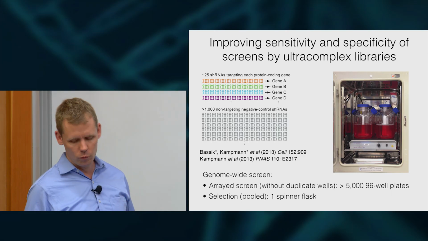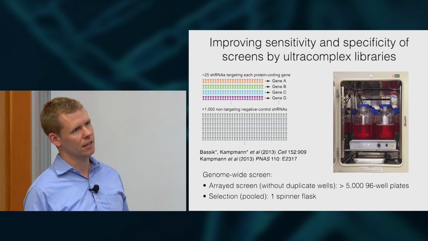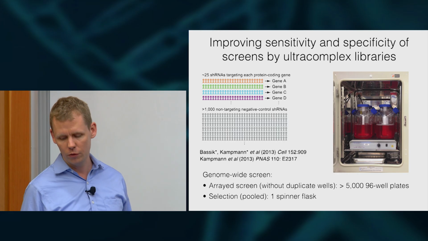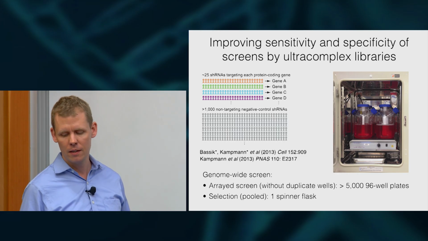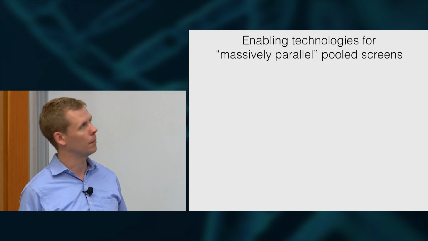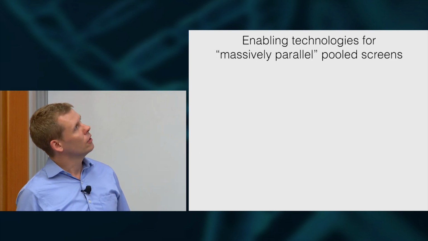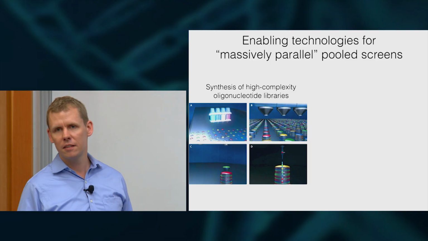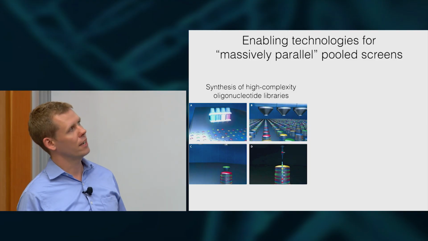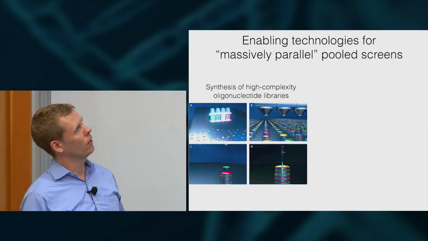And what were the technologies that really enabled us to conduct these pooled screens? Other labs have done screens like that as well, obviously, at the time, for example, Steve Elledge's lab. The two technologies were the ability to synthesize high complexity oligonucleotide libraries, and we worked with Agilent on these libraries.